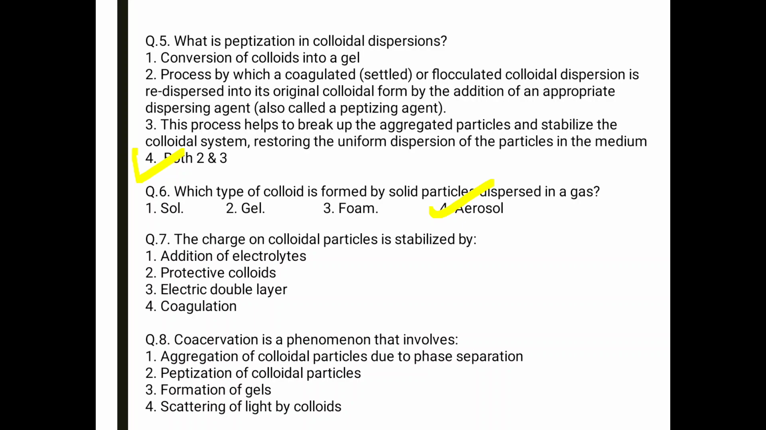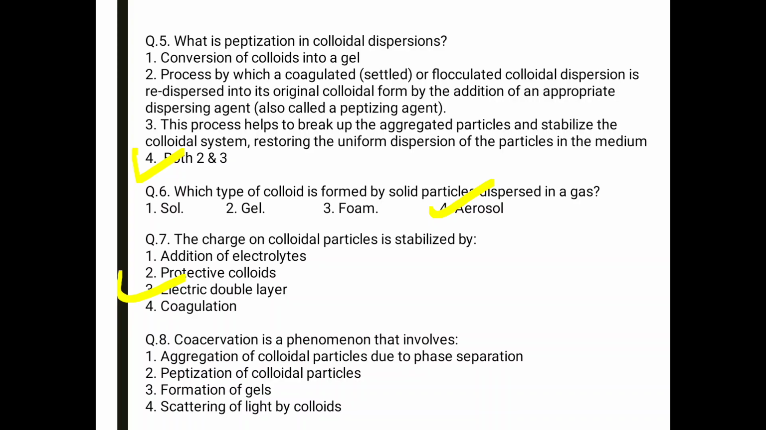Next question: the charge on a colloidal particle is stabilized by: first, addition of electrolyte; second, protective colloids; third, electrical double layer; and fourth, coagulation. So the third option, electrical double layer, is correct. The charge on a colloidal particle is stabilized by the electrical double layer.